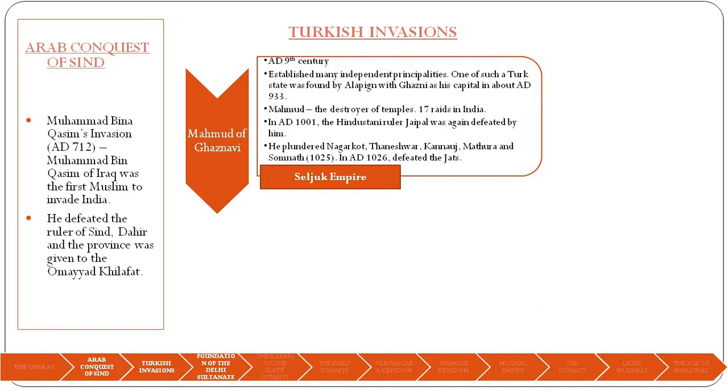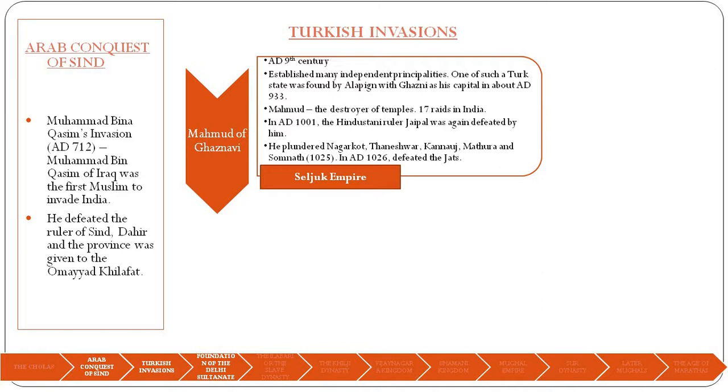Then in AD 1026, Mahmud defeated the Jats. He died in AD 1030. The main objective of Mahmud's expeditions was to plunder and loot. He was not even interested in expanding his empire in India.